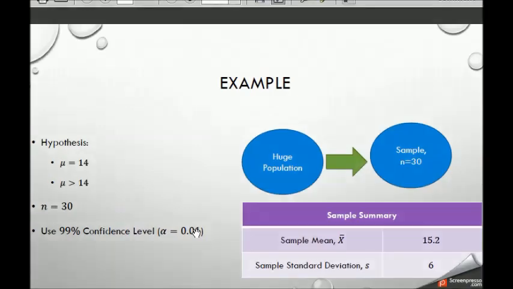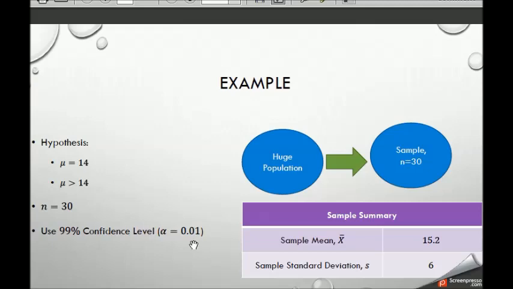Hello, welcome to this example for test of hypothesis using Minitab. So now in this example, as we have seen, we are going to test the hypothesis on the mean when we don't know the population variance. So in this case, we are going to use t-distribution or student t-distribution.